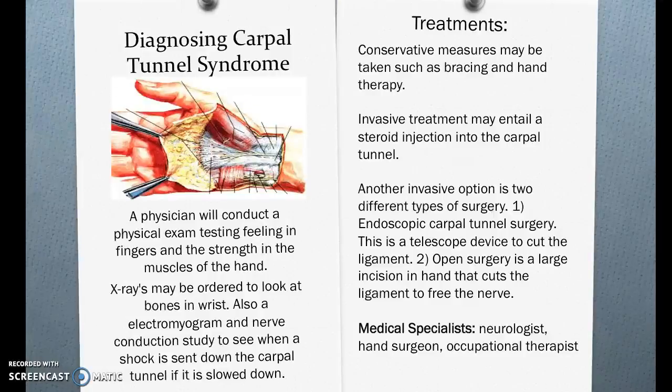Some medical specialists would be a neurologist, a hand surgeon, an occupational therapist. And the doctor that I work for, after carpal tunnel syndrome, patients normally see a hand therapist 3 to 5 days after surgery.